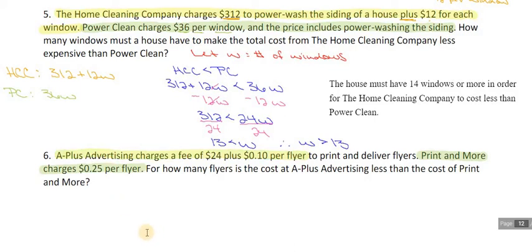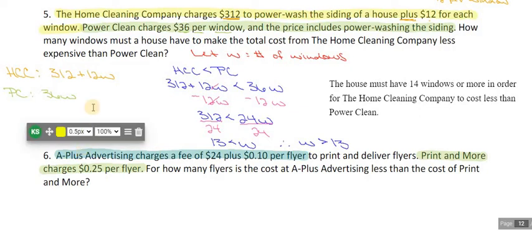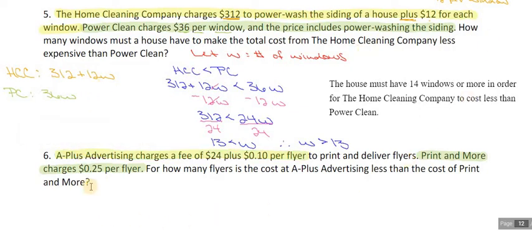Okay, so once again, number 6 is exactly like number 5. I want you to lay out each expression to represent the cost of A Plus and the cost of Print and More. We want to define our variable, identify the big idea, which is which we want to be more or less expensive, substitute in and solve. So give it a whirl using number 5 as your model.